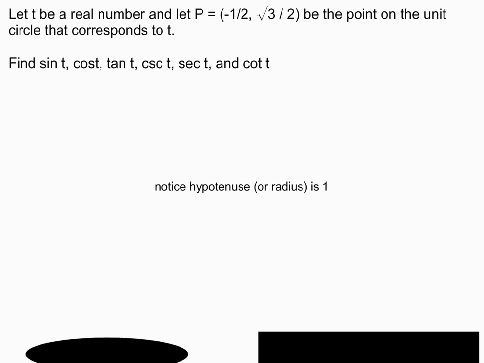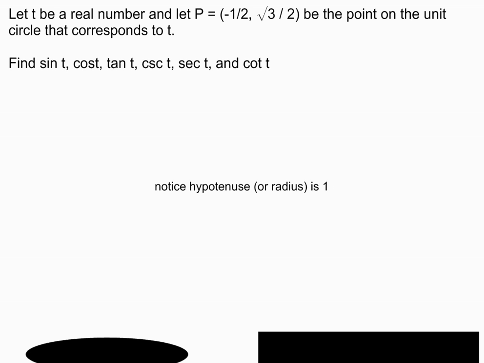All right, let's go ahead and look at an example here. So let t be a real number. Let p equal a point on the unit circle. Well, if it's on the unit circle, I know my radius is 1. So what I want to do is find what the sine of t, cosine of t, and all those 6 trig functions are.